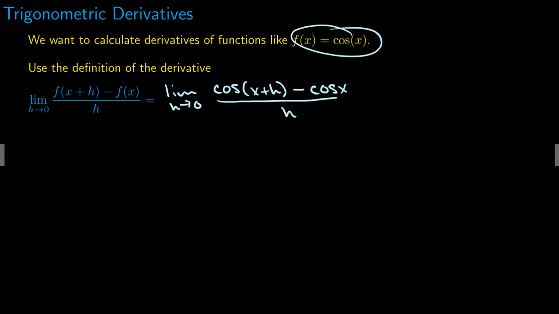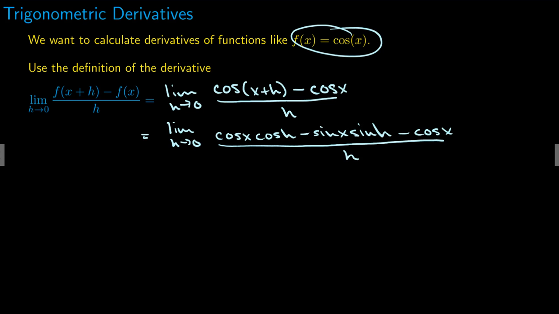And then we can split up this cosine of x plus h using the sum formula for cosine, so that we have the limit as h goes to 0 of cosine x times cosine h minus sine x times sine h minus cosine x all over h.